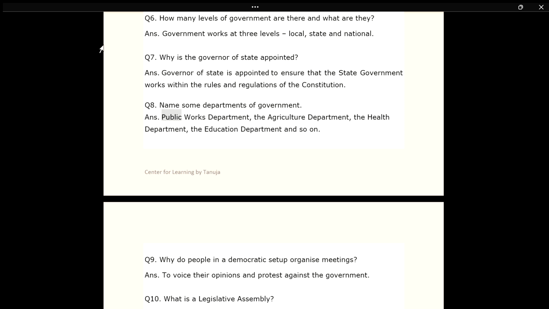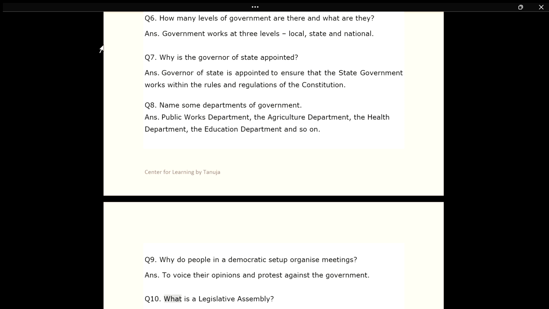Q8. Name some departments of government. Ans. Public Works Department, the Agriculture Department, the Health Department, the Education Department, and so on. Q9. Why do people in a democratic setup organize meetings? Ans. To voice their opinions and protest against the government.